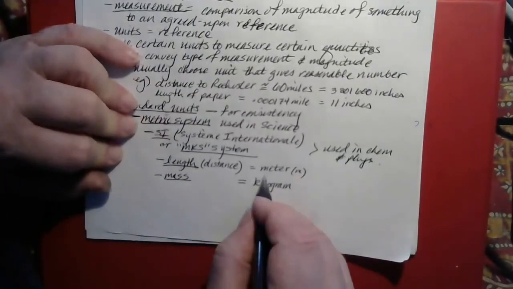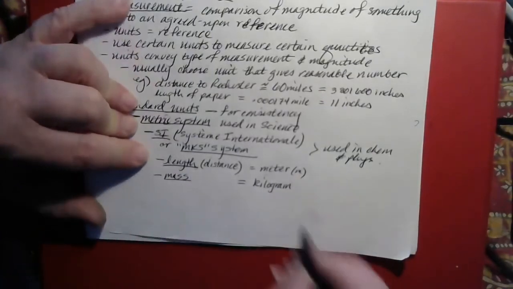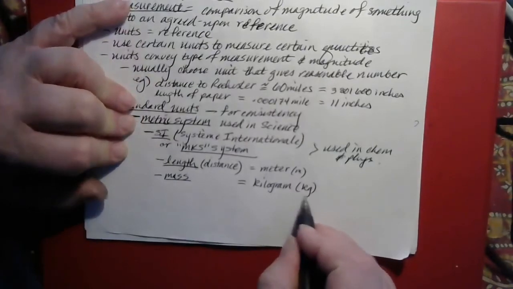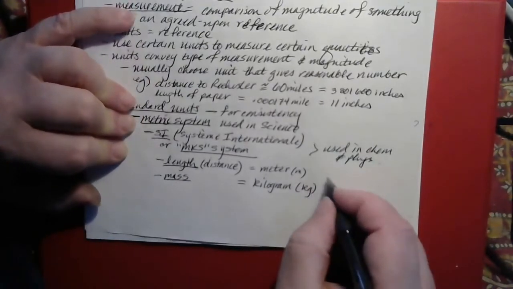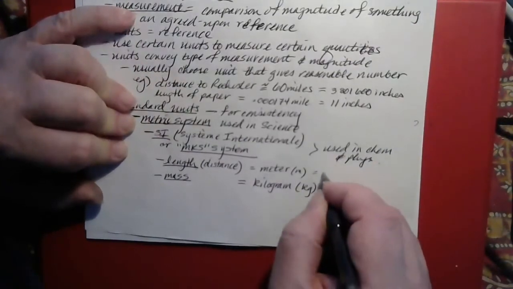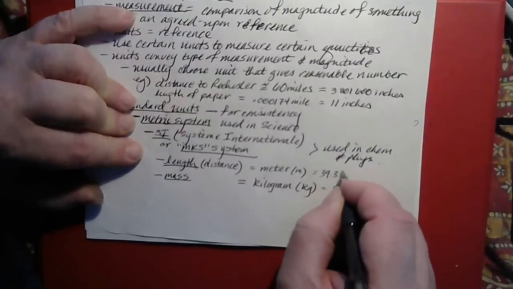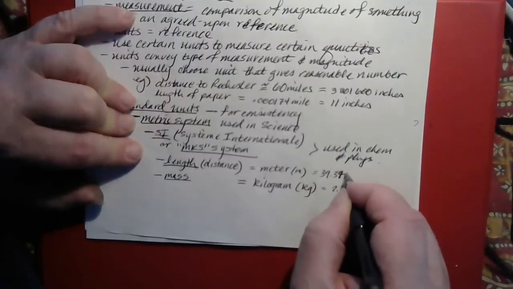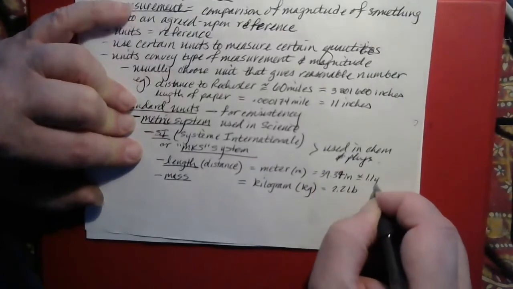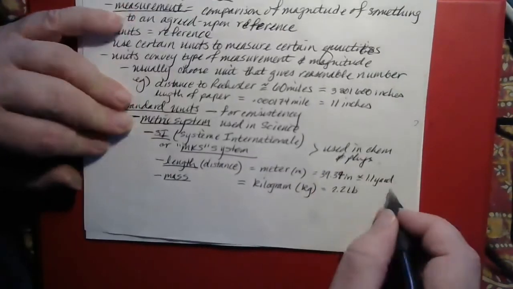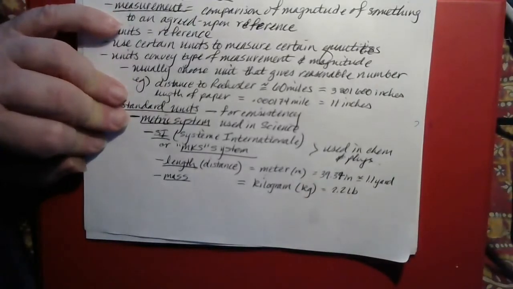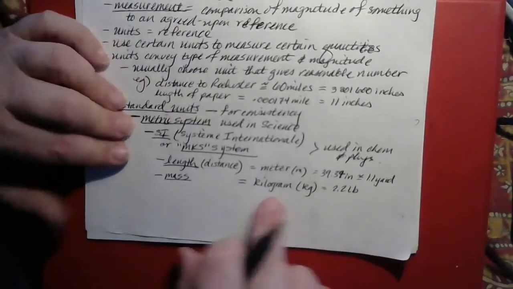The official SI unit for mass is kilogram, the symbol for kilogram being kg. And a kilogram is 2.2 pounds. I forgot to mention that a meter is 39.37 inches, or about 1.1 yards. So a meter is about a yard. A kilogram is about 2 pounds, ballpark figure.